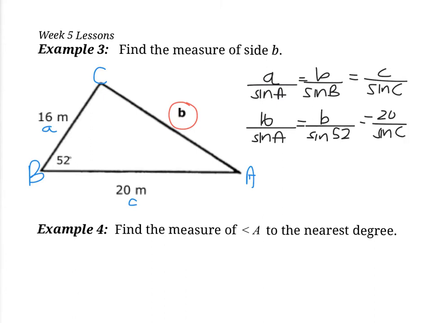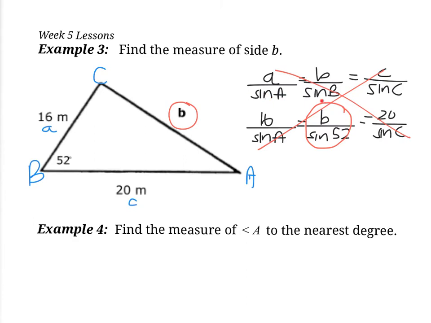No. So when we're using sine law, we have to pick two ratios. One that's complete, one has the thing that we're looking for. So here's the thing we're looking for. Which ratio is complete? This one? Nope. This one? Nope. This is when you can't use sine law, when you don't have a complete ratio.